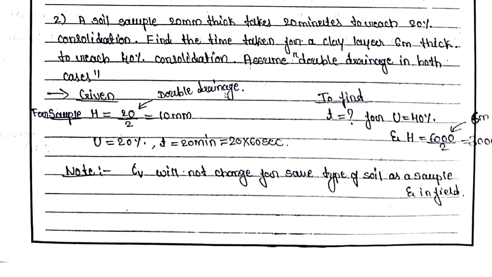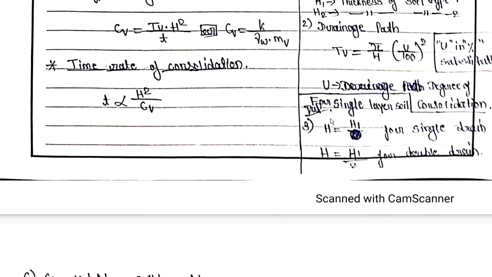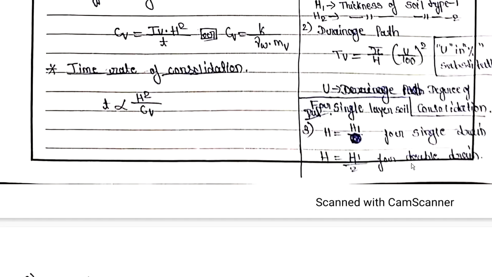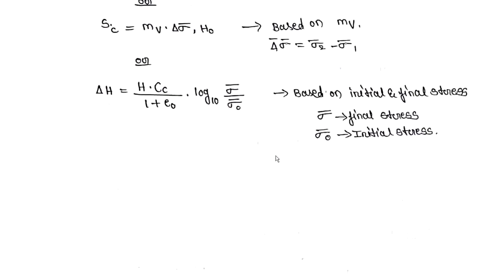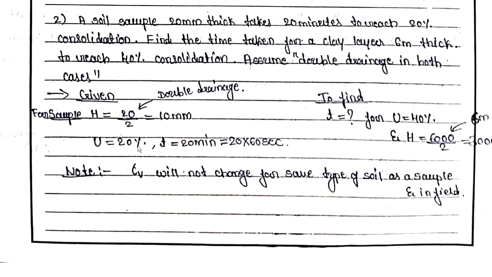First of all, we will consider the first case, that is the 20 mm thick layer. In sample number 1, H is equal to 20 divided by 2, which is 10 mm, as it is a double drainage condition. For a single layered soil having double drainage condition, H is equal to H1 divided by 2. Percentage of consolidation is 20%. Time taken T is equal to 20 minutes, which is 20 into 60.